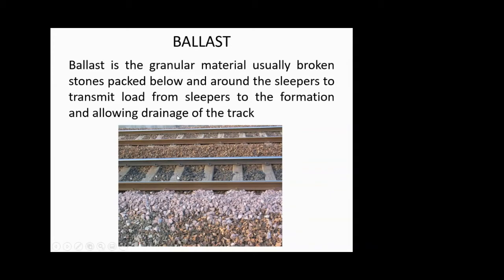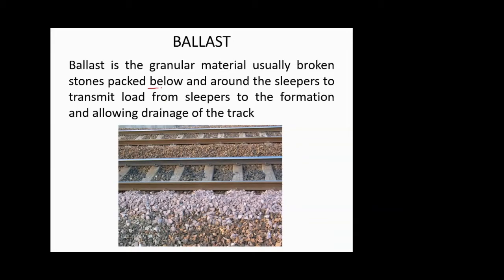They are not just placed over the ballast, they are packed, as in the ballast is surrounding the sleeper from all the directions except the top one. Okay? So it is nothing but a granular material. Usually it is broken stone, and it is packed below and around.